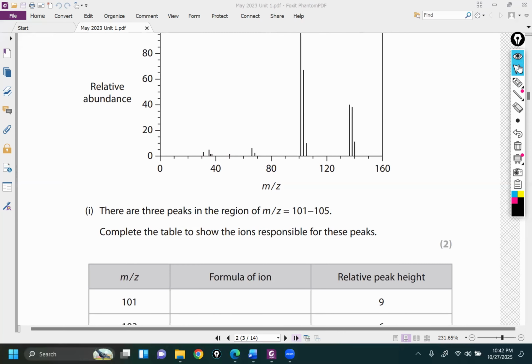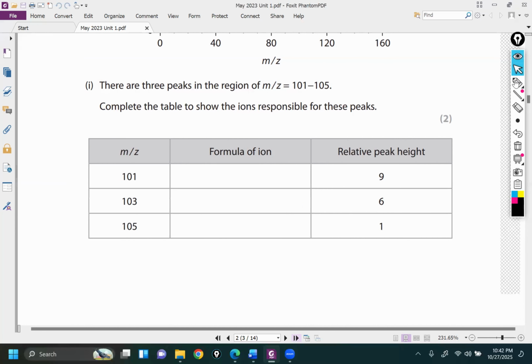Now let's come to the question. Complete the table to show the ions responsible for these peaks. Now, you have to work out this question. First of all, you will find the ion whose mass is equal to 101. So let's see here, phosphorus must be there as its mass is 31. There is only one isotope. Chlorine has 2 isotopes, 35 and 37. So here, we just take 35 and again 35, with positive charge.